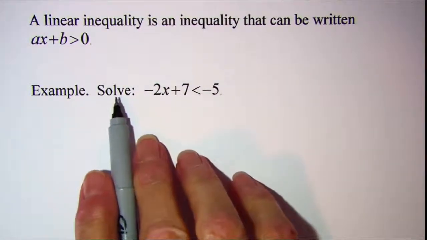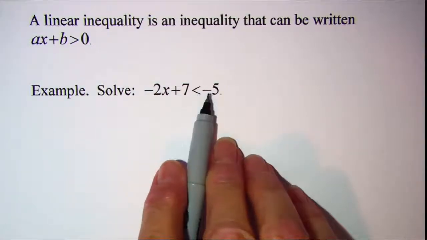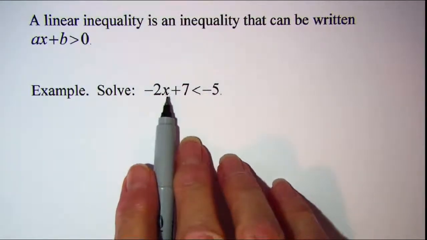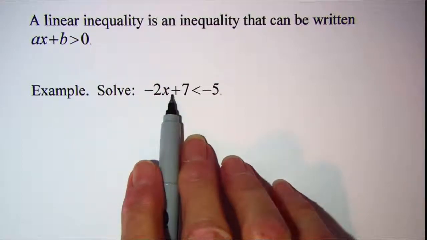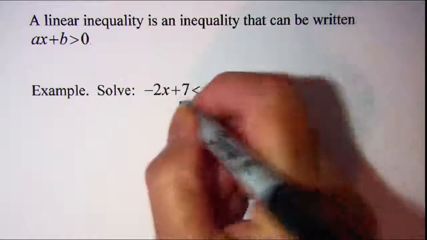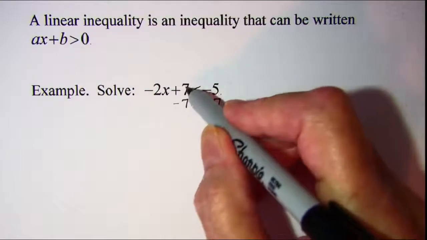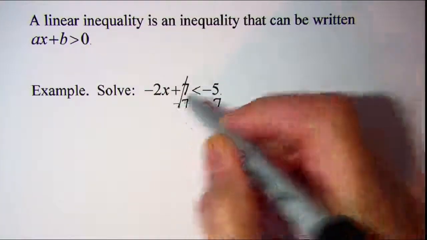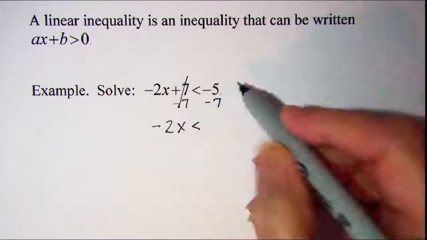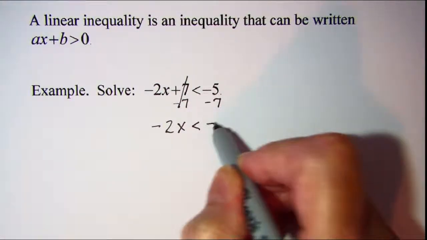The problem that we'll be doing will solve negative 2x plus 7 is less than negative 5. So just like when we have an equation, we want to isolate the variable. So we would like to get this 7 off of here. And we'll do that by subtracting 7 from both sides. The positive 7 and the negative 7 will cancel. And I have negative 2x is less than, and then negative 7 plus negative 5 is negative 12.